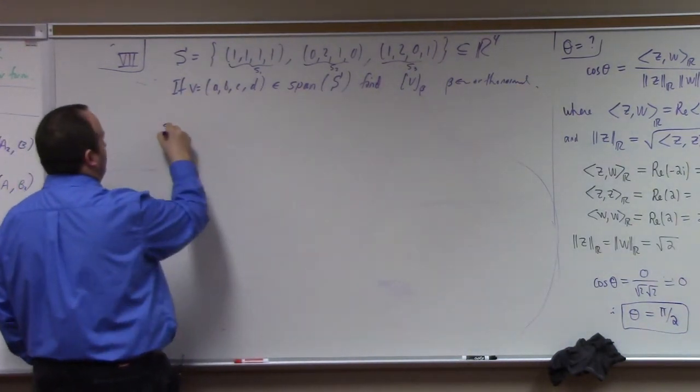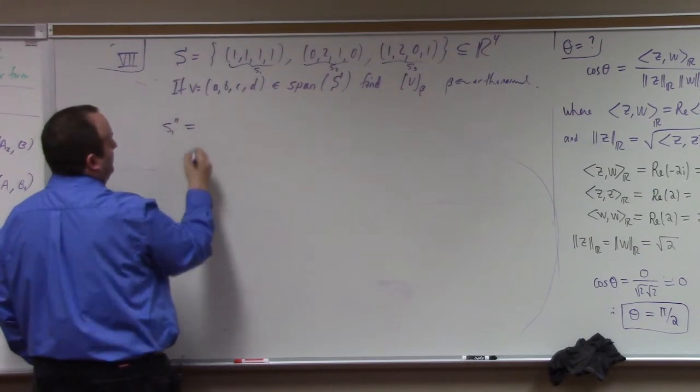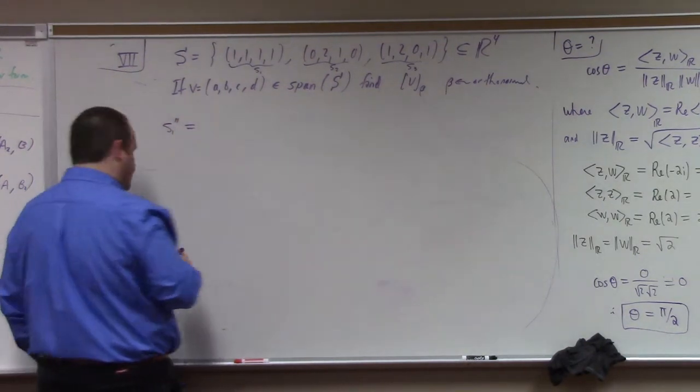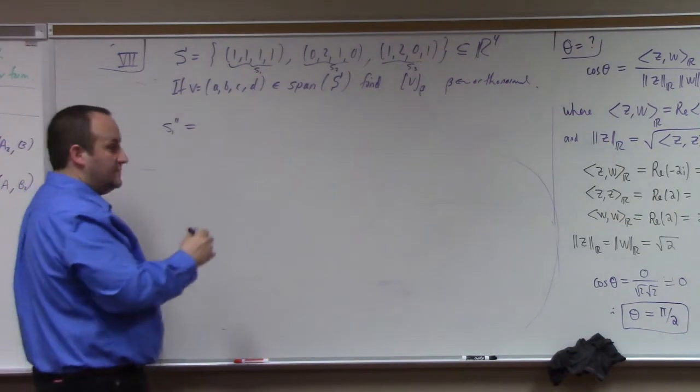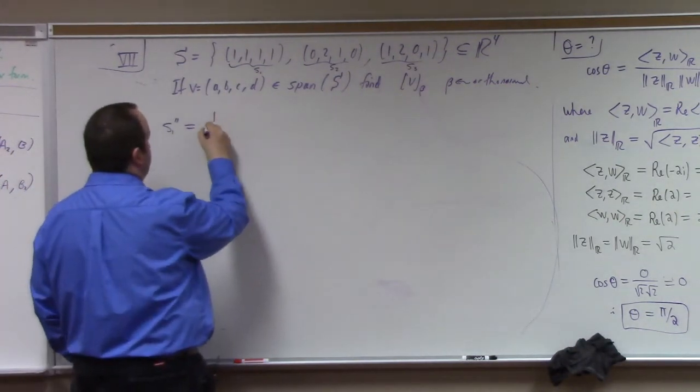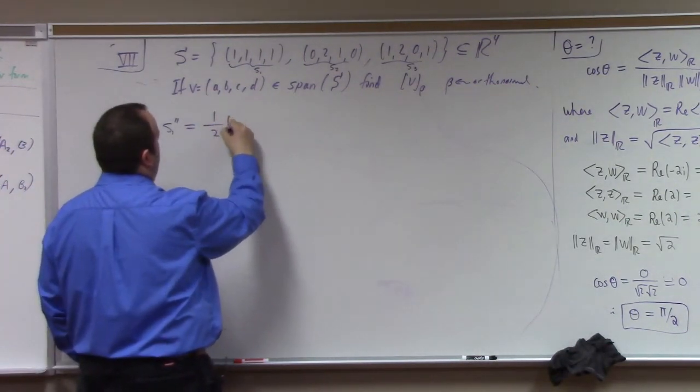So what's S1 double prime? What's the length of this vector? That is a vector of length 2. Yeah, square root of 4 is 2. So 1/2, 1, 1, 1, 1.